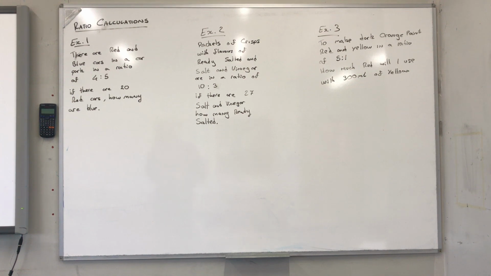So in practice we've been simplifying, getting the most simple version of the ratio. What I'm now going to be doing is, from the simplest version of the ratio, doing calculations. So if there are 20 red cars, how many are blue? The first thing we need to write down, to make sure we're not making any mistakes, is the ratio.